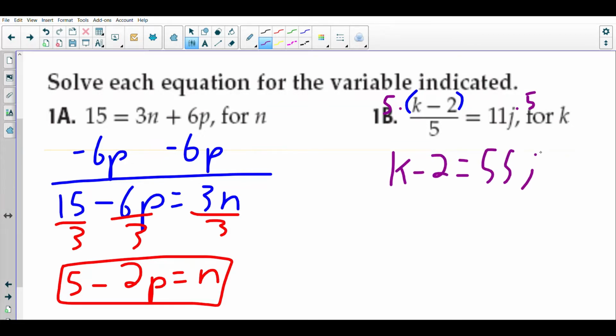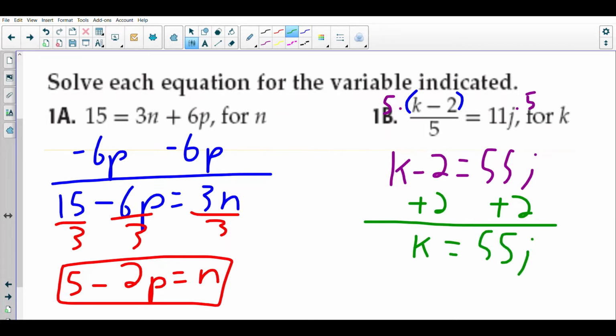Then again, how do we get rid of that minus 2? We need to add 2 to both sides. And now 55j and 2 aren't like terms, so I can't combine them, so I just leave it. k is equal to 55j plus 2. And there we go. That's all there is. But now we're going to start looking at it a little bit harder. Let's keep that in mind.